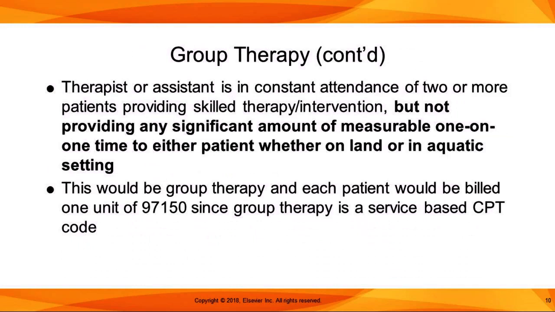So if the therapist or assistant is in constant attendance of 2 or more patients providing skilled therapy, but not providing any significant amount of measurable one-on-one time to either patient, either on land or in an aquatic setting, that is group therapy, and it's billed 1 unit of 97150. It's service-based rather than time-based. So it doesn't matter if they're there for an hour and a half, you bill 1 unit of group therapy.